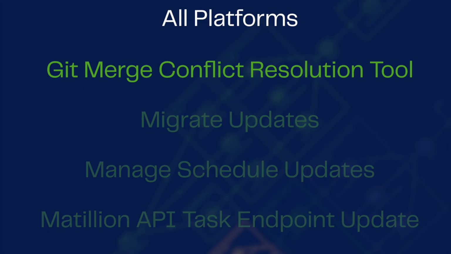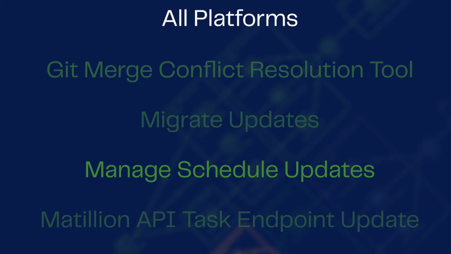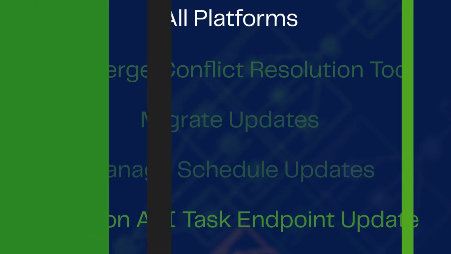For all platforms, we've got a big update to the Git merge conflict resolution tool first introduced in version 1.58. This enables users to identify conflicts when merging a branch into master. With version 1.59, users can now select which version of the difference to move forward with to resolve conflicts. There's a new home for the Migrate tool, as well as new options for migrating users. Extra functionality has been added to the schedule dialog, and the Matillion API task endpoint has also been updated to include extra ways of filtering your task history.